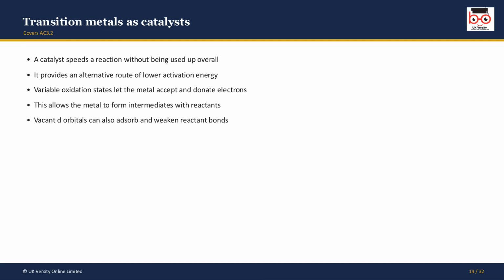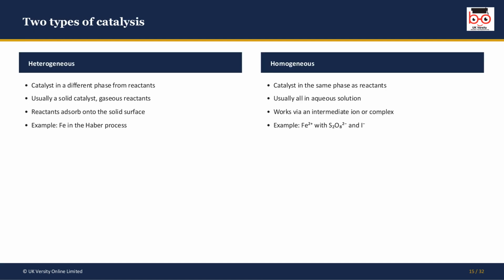Transition metals are superb catalysts, speeding up reactions without being used up overall. A catalyst works by offering an alternative route with a lower activation energy. Transition metals are good at this for 2 reasons. Their variable oxidation states let them accept and donate electrons, so they can form intermediate species with the reactants. And their vacant d orbitals can adsorb reactant molecules onto the surface and weaken the bonds within them, making reaction easier.